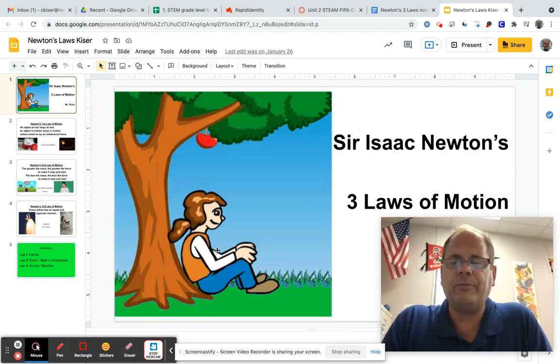There are three laws of motion. A scientific law is not a law that you can just break. All right, it is a fact. So a scientific law is a fact. So this should say the three facts of motion.